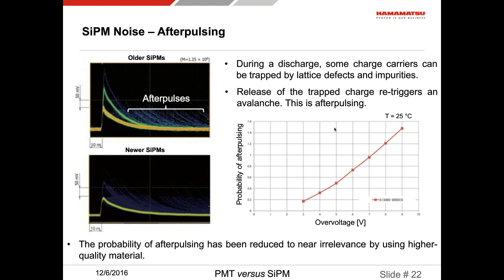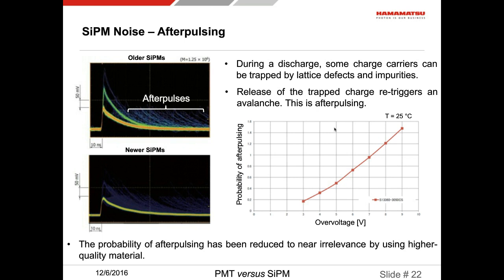So first, let's visually observe the afterpulses. This is an oscilloscope screenshot. The oscilloscope was set in persistence. So this is the primary pulse. And we see that after the primary pulse, we have a forest of these secondary pulses, afterpulses.